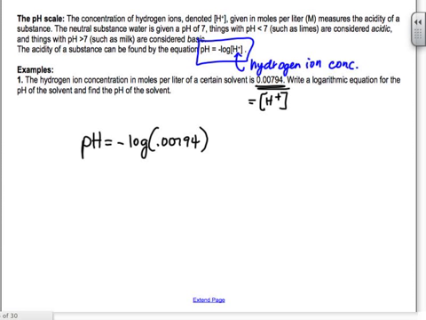Okay, what base is that? 10. It's not written, so it's automatically base 10. So our calculator will automatically do that for us. We just do log of 0.00794. We have a negative out front, so do the opposite of the answer. You guys get 2.100, right? So about 2.1. That's the pH. So is this a base or an acid? Acid. So things that are less than 7 are acidic.